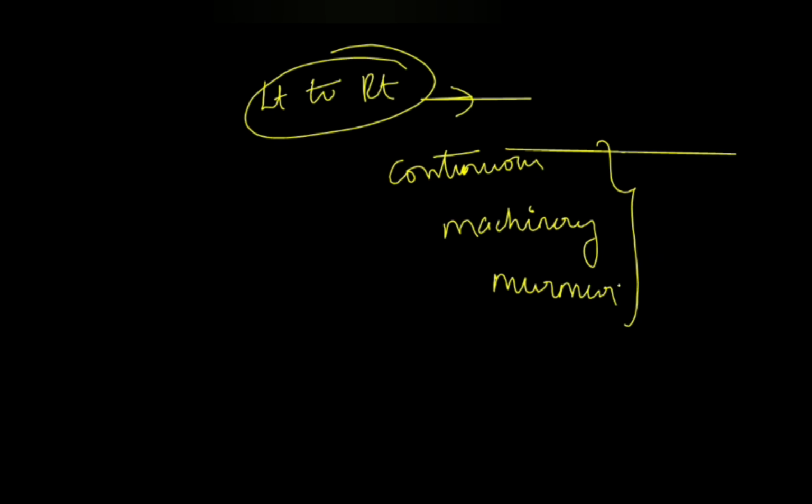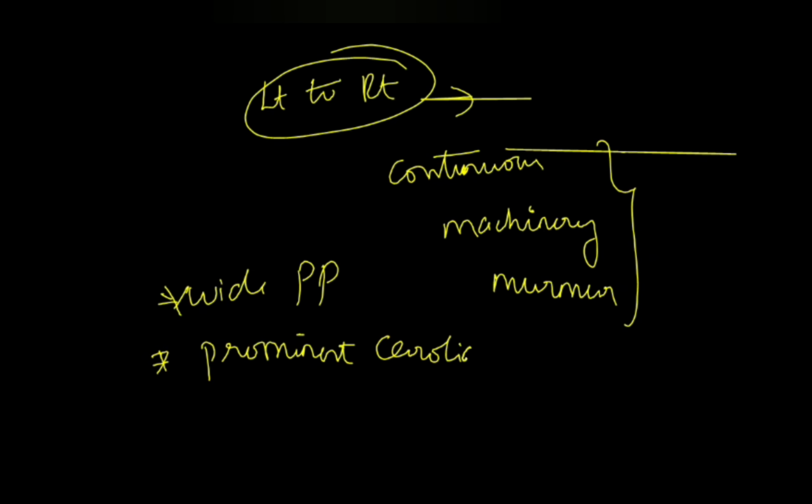So one clinical feature we have already discussed is differential cyanosis. The second clinical feature we have discussed is the continuous machinery murmur. So what are the other features you can find? The other features will be wide pulse pressure. So this is also very important. And third, you can also find a prominent carotid pulse. That is also seen with patent ductus arteriosus.